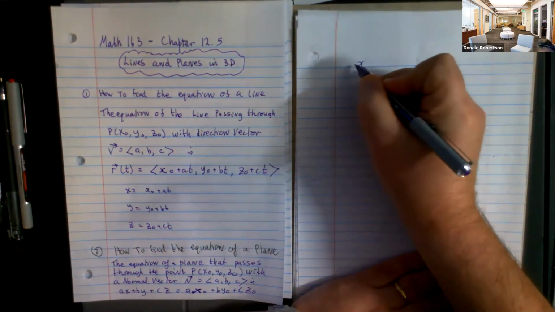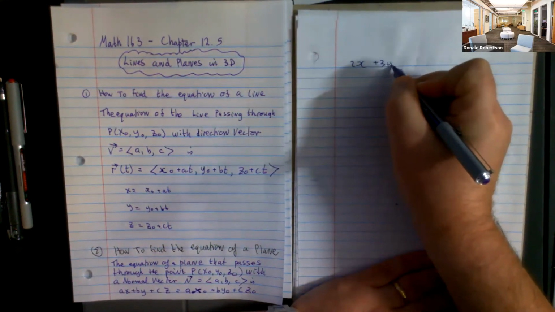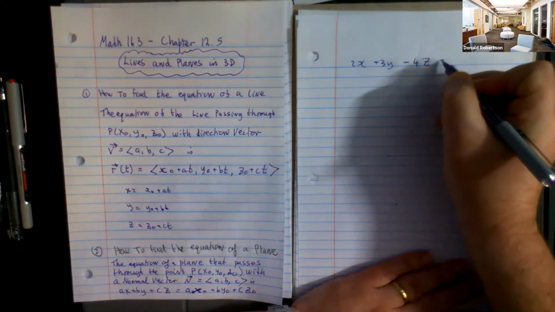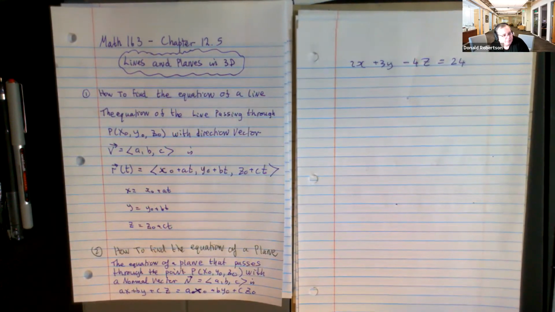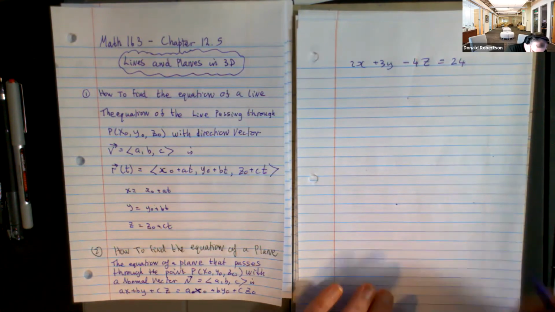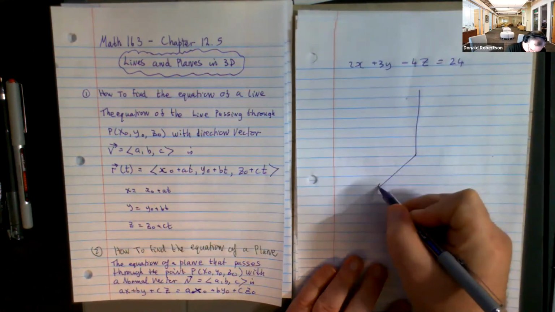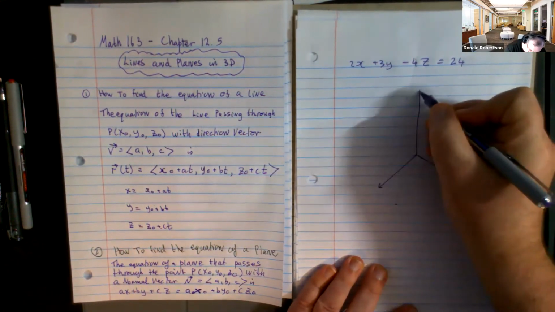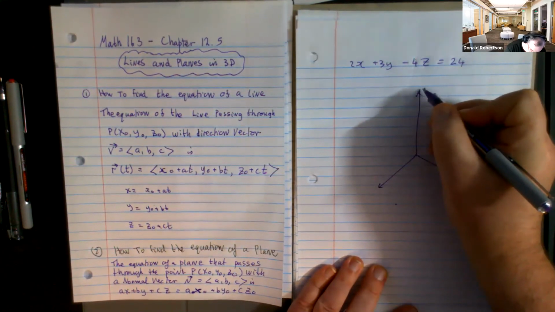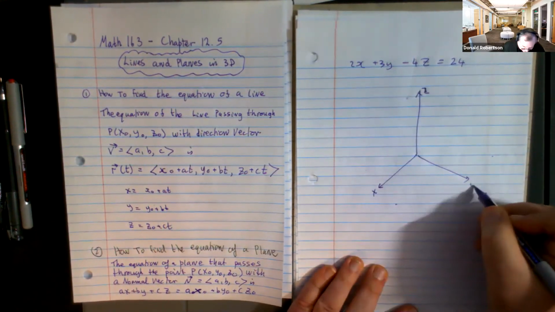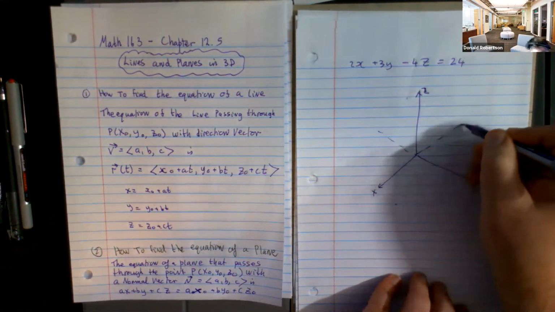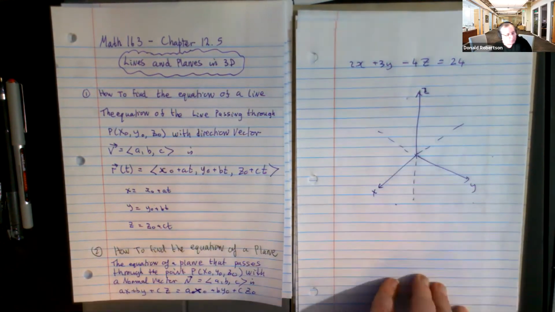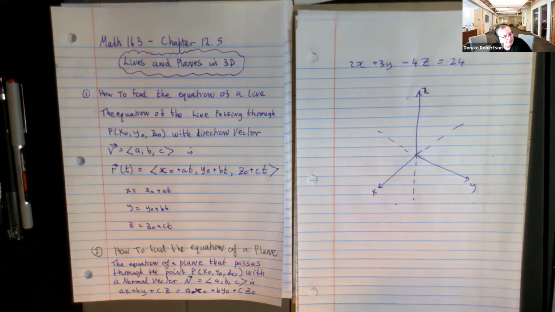If I had 2x + 3y - 4z = 24, I know that's the equation of a plane. Wouldn't it be helpful if I could find out where this plane cuts the X, the Y, and the Z axis? Wouldn't that be nice to know?